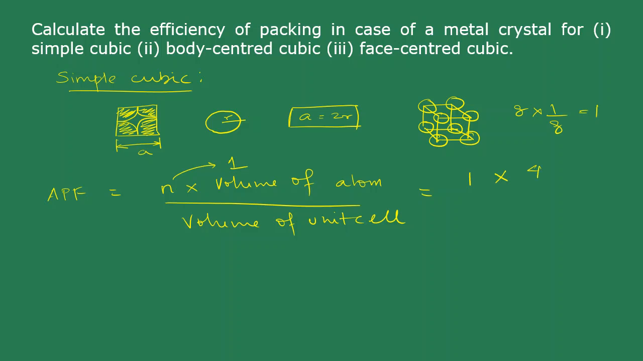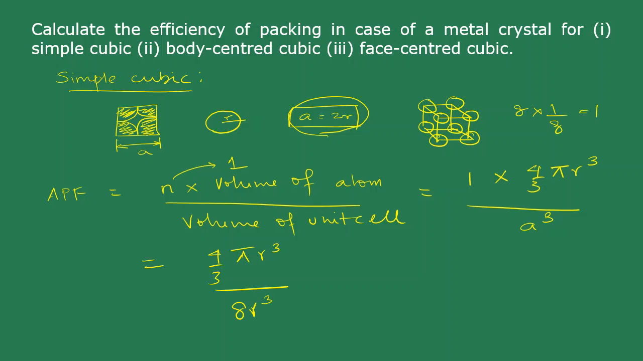Volume of atom, we are assuming hard sphere. So volume of a sphere is 4 by 3 pi r cube. And volume of unit cell is A cube. We know A is equal to 2R. This relation we must use in A cube. So 4 by 3 pi r cube divided by 8 r cube. In A we are substituting 2R, so 2R whole cube is 8R cube. Now when you do this, you will get pi by 6.